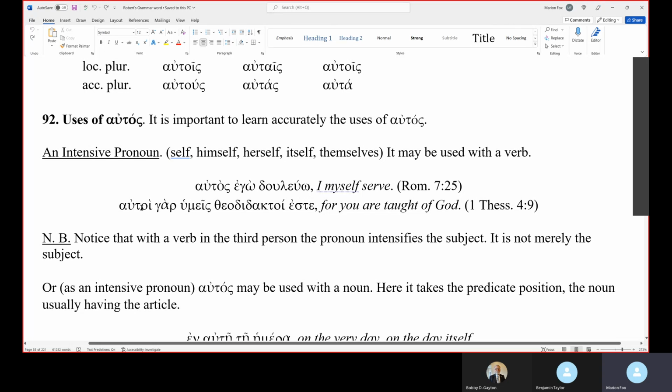Right over here, now we have the nominative. And it doesn't matter whether it's nominative singular or nominative plural, it still is intensive. Autoi gar humeis theodidaktoi este. Now I want you to notice something.